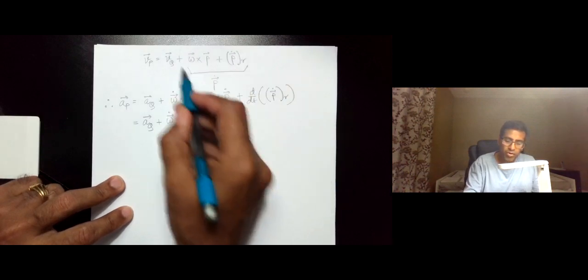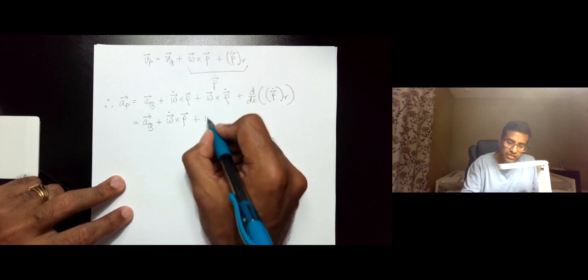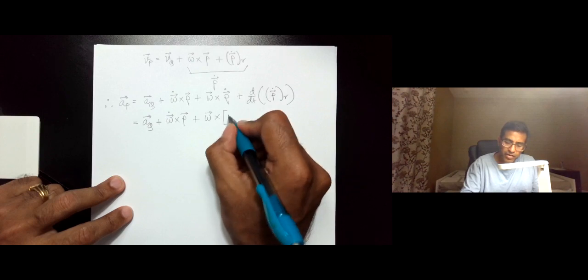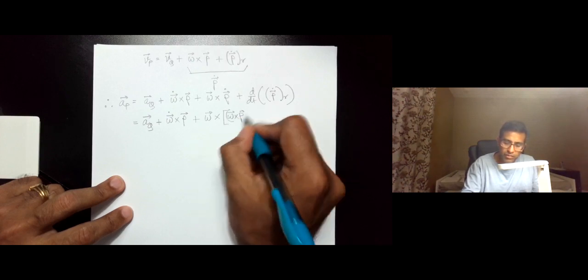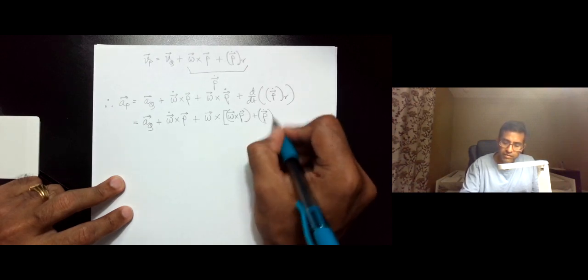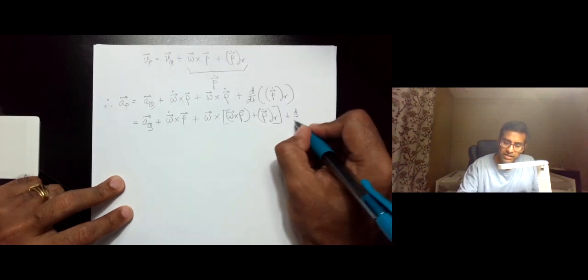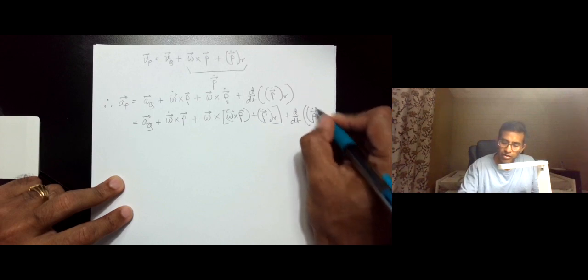Now keep in mind that rho dot has already been used in the velocity equation, and so we can say that rho dot is omega cross rho, and let me put it in parentheses, plus rho dot r, and the last term is d/dt of rho dot r.